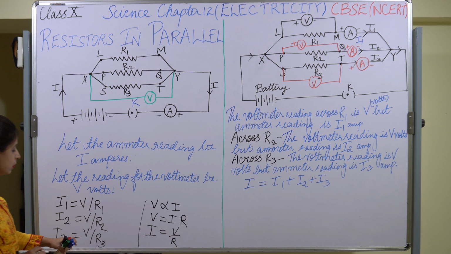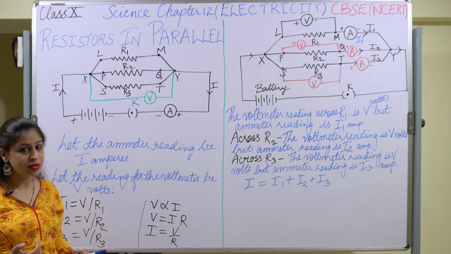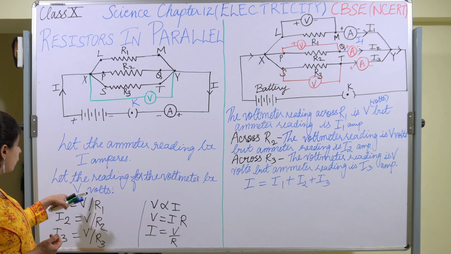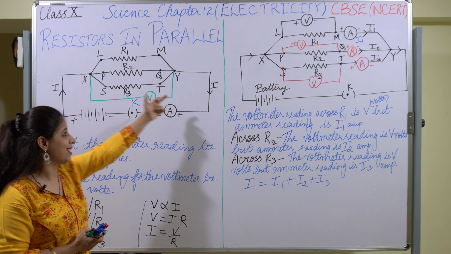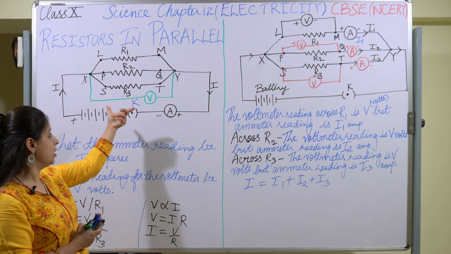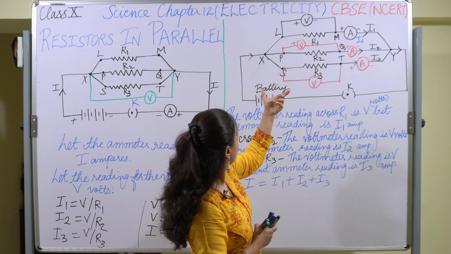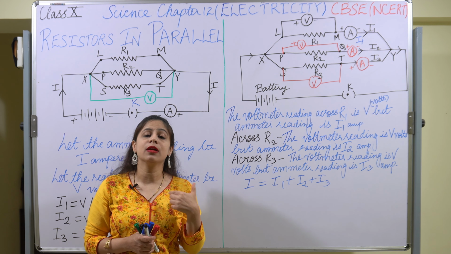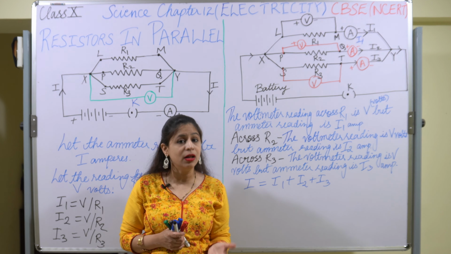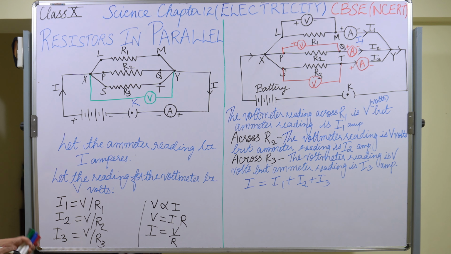Similarly, I2 will be equal to V upon R2, and I3 will be equal to V upon R3. In all the three cases, the potential difference V across the resistors was constant, equal to the V volts which we calculated when we took the resistor across X and Y. So the potential difference across X and Y is equal to the potential difference across LM, PQ and ST. So the potential difference remains constant when the resistors are connected in parallel.